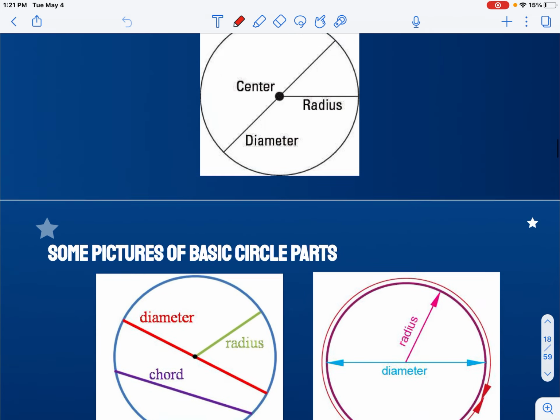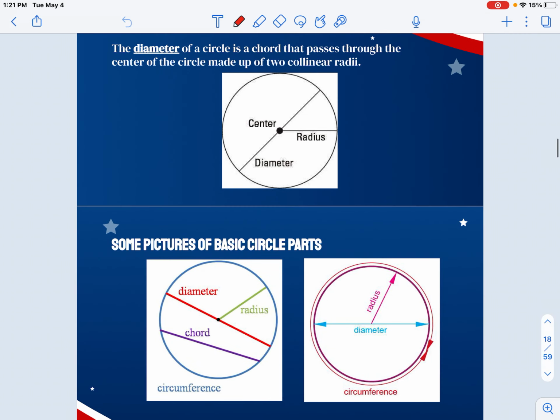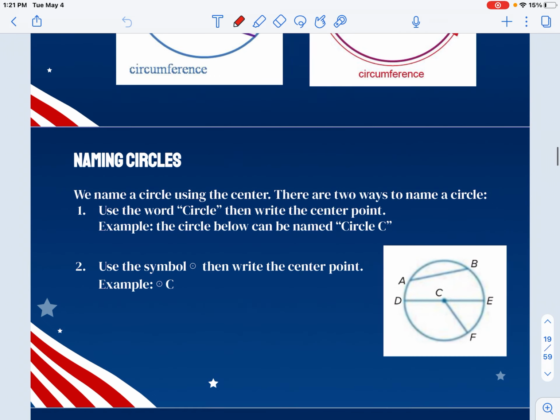Again, here are some pictures for you, just so you can get the idea. There are a couple of ways to name a circle. We either say the word circle and the center point, or there's a little symbol that looks like a circle, and then you just name the center point. So this circle is circle C, or the symbol and the letter C.